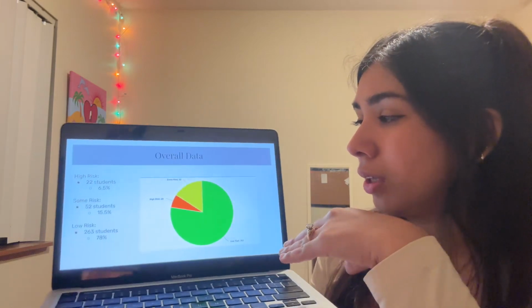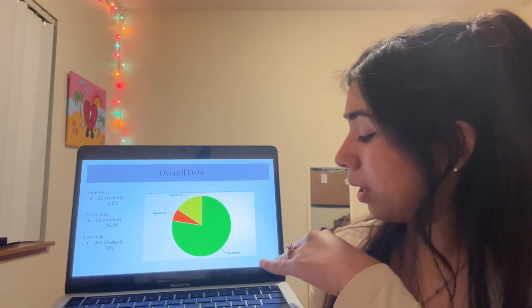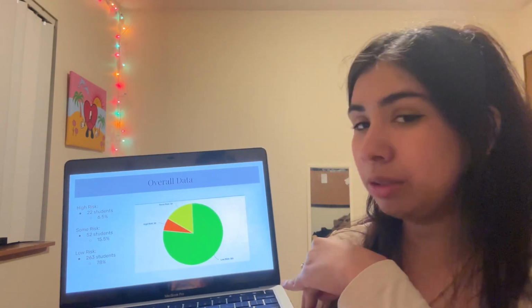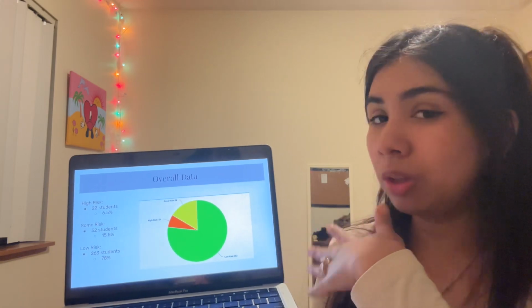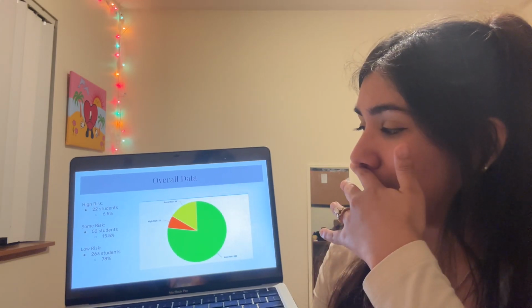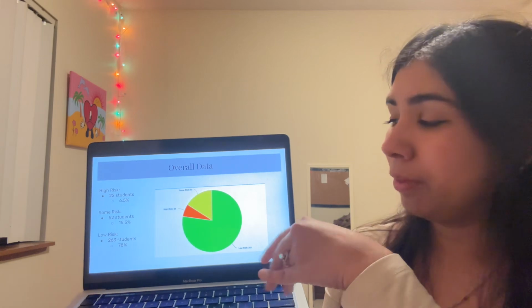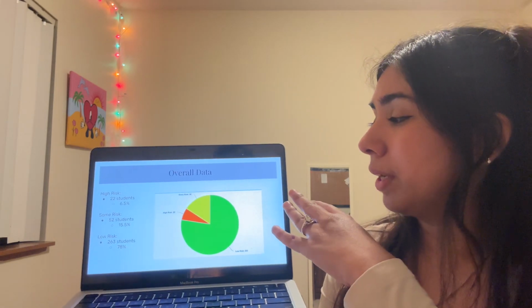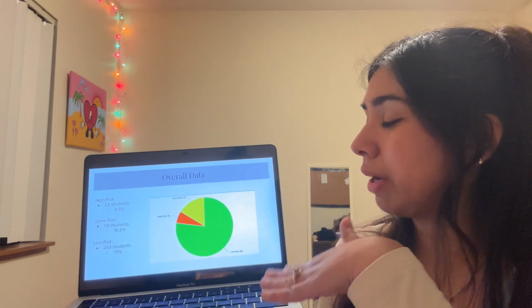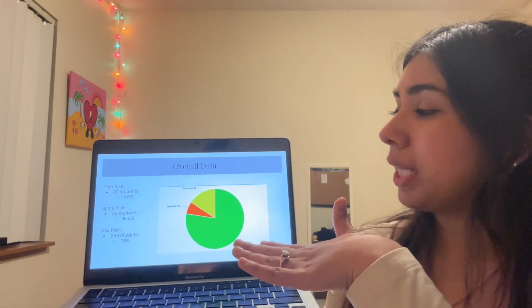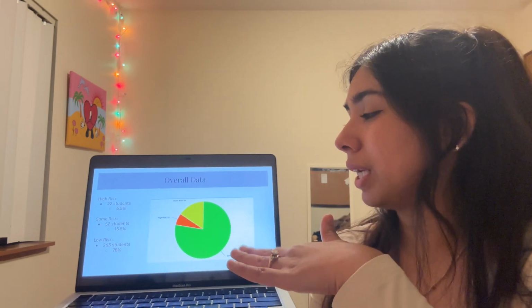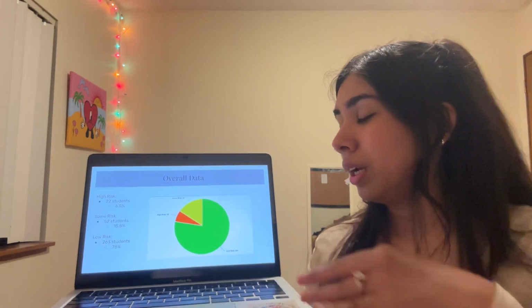So overall, this is the data that we had. We have 263 students in the low risk category, which is around 78% of the student population. Then we also have 52 students that are in the some risk area, which is around 15%, and then the rest are high risk, and that's 22 students.